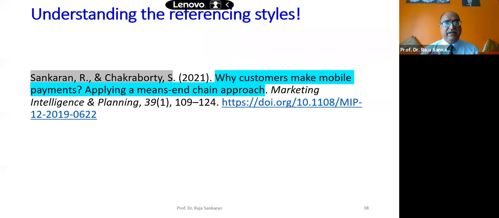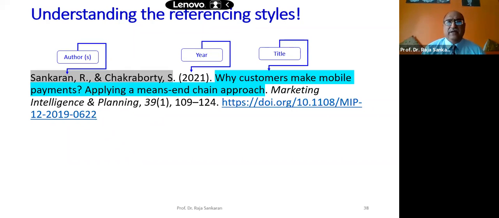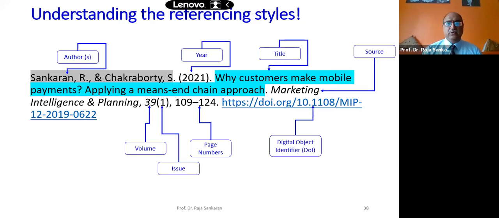Make use of a reference management software like Mendeley. I'm giving a very brief demo on this in APA style. So if you have any of the references to be used, what it shows first is the authors, followed by the year, followed by the name of the research paper or the title, followed by the journal, Marketing Intelligence and Planning, followed by the volume number, the issue number, the page number and the DOI. This is the format that should be used. So when you're using a reference management software, it does all this formatting for you.